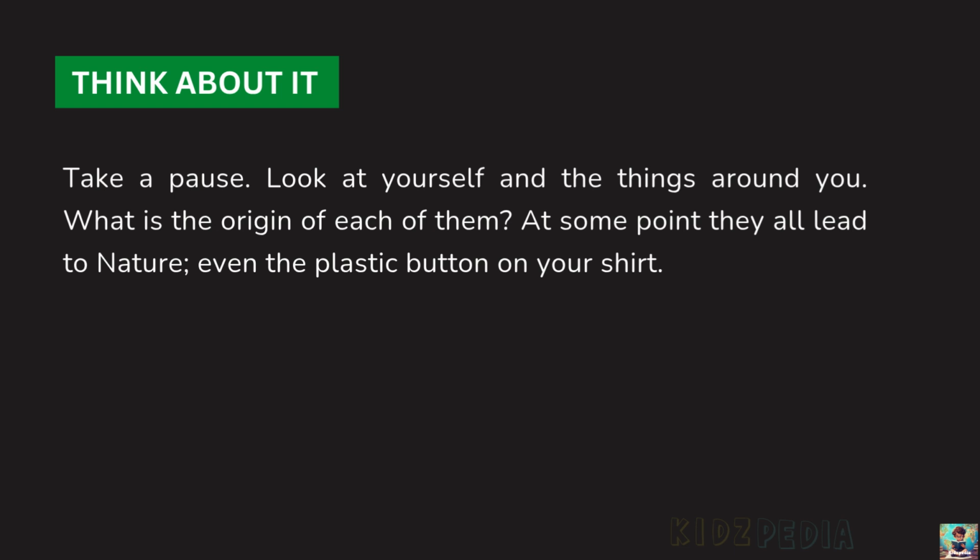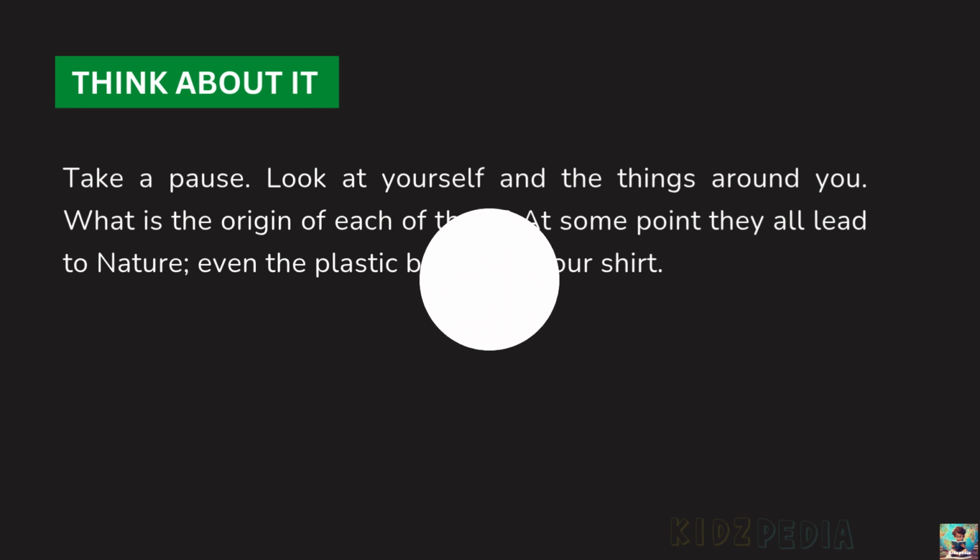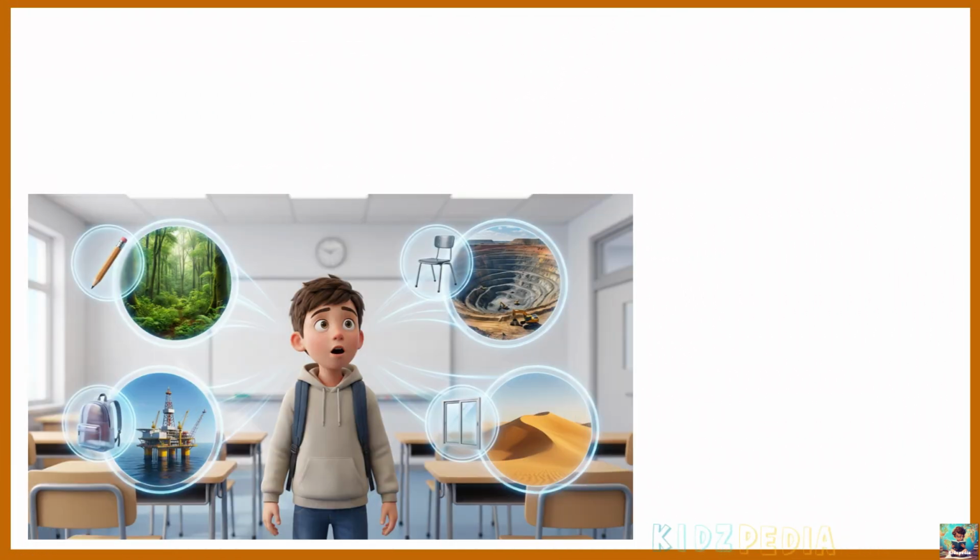Think about it. Take a pause. Look at yourself and the things around you. What is the origin of each of them? At some point, they all lead to nature. Even the plastic button on your shirt. So look at the things around you, like your clothes, your bag, your desk, even a small plastic button. From where did all these things come from?